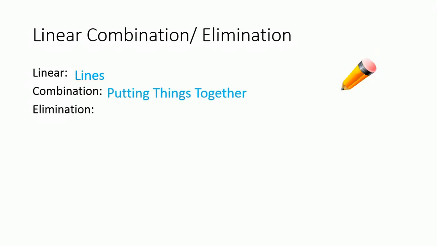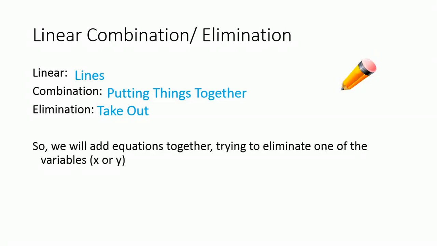What you're going to hear this called is linear combination or elimination, depending on where you hear it and who's saying it. Linear means lines, and combination means putting things together. Elimination means to take out something. Basically, we are going to add equations together, trying to eliminate one of the variables in a specific way. That's what linear combination or elimination means.